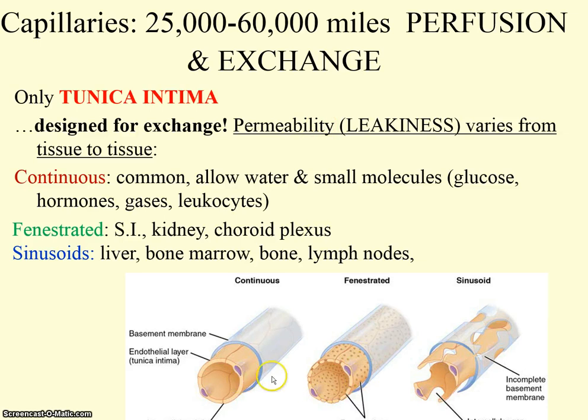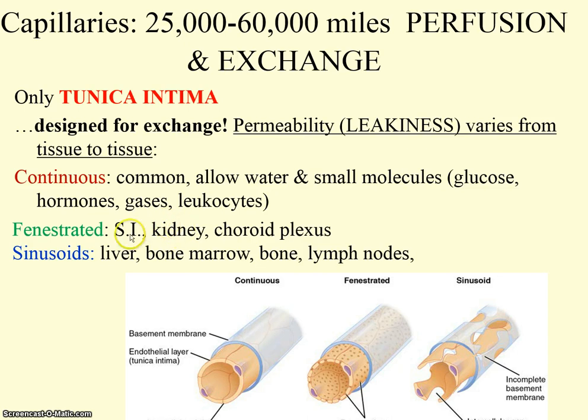And then we also see differences in that permeability depending on where the capillary is. So this is a continuous, fenestrated, and sinusoid. You'll notice that sometimes there's more of a barrier to movement, like the continuous. Sometimes we have holes in the actual membranes of the cells, in the fenestrated, through which more things can move. And sometimes there are actually large spaces between the cells, which means that cells themselves can leave the capillaries. That's why you see sinusoids in the liver, bone marrow, bone, and lymph nodes, so that large cells can leave circulation and go out into the tissues.